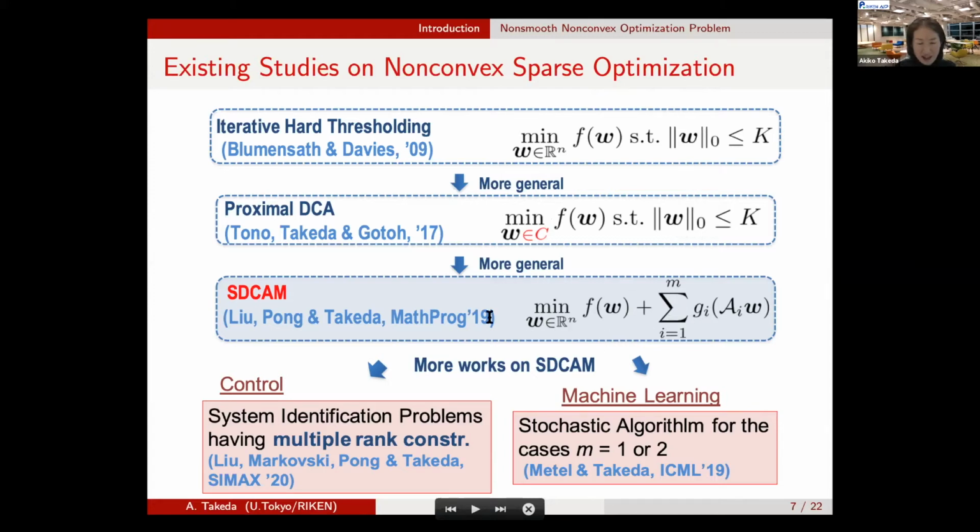Like this. And now Tinshan applies this method to applications in the control area. And also Mike made a stochastic variant of this algorithm for non-smooth, non-convex optimization problems. They will talk about these research results later in this seminar.